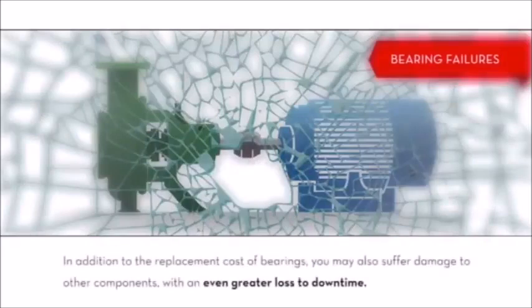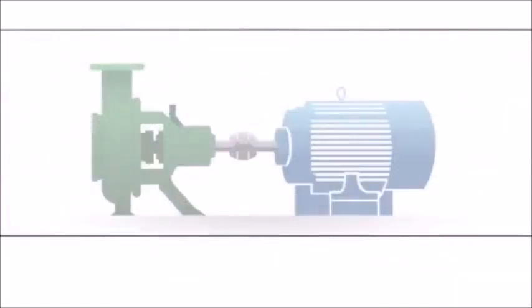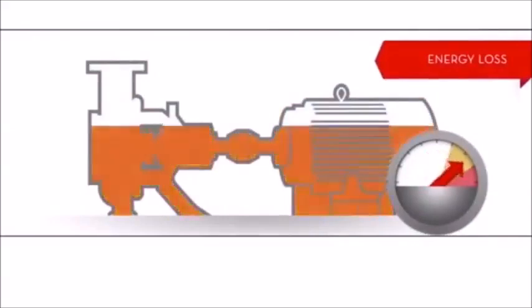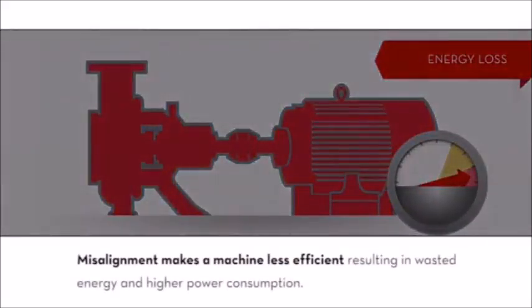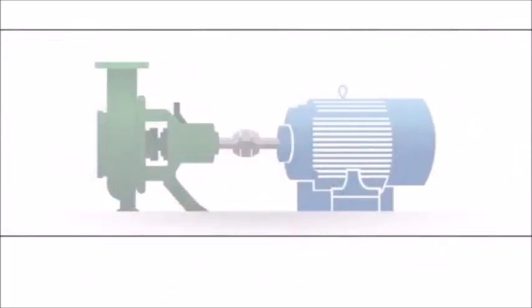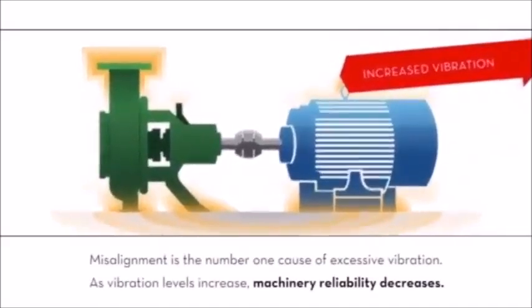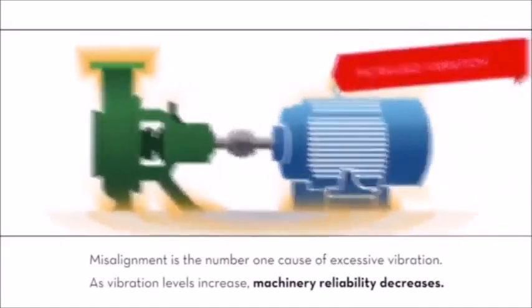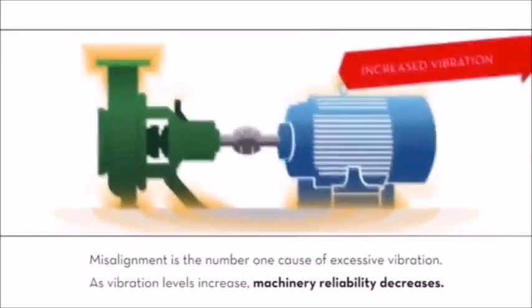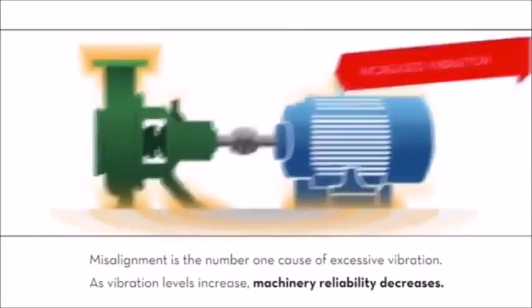In addition to the replacement cost of bearings, you may also suffer damage to other components, with an even greater loss to downtime. Number 3. Energy loss. Misalignment makes a machine less efficient, resulting in wasted energy and higher power consumption. Number 4. Increased vibration. Misalignment is the #1 cause of excessive vibration. As vibration levels increase, machinery reliability decreases.